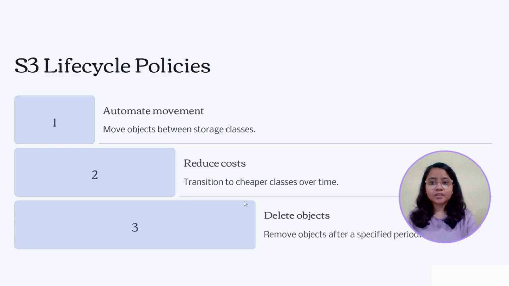Now, S3 lifecycle policies. Lifecycle policies allow you to automate the movement of objects between the storage classes over time. You can move the objects to the cheaper classes as they age. We have seen in S3 storage classes which class is cheaper. You can also delete objects after a certain period, which helps manage the storage cost. For example, you might decide to move objects to Glacier after 90 days or delete objects older than a year. By doing this, you can reduce the storage cost by up to 70%, as shown in the AWS case studies.